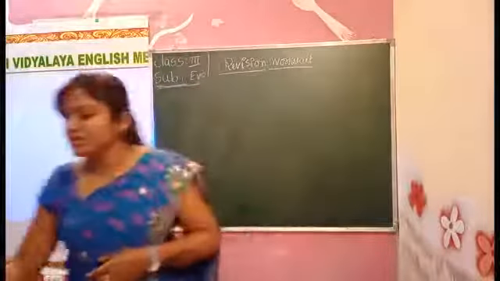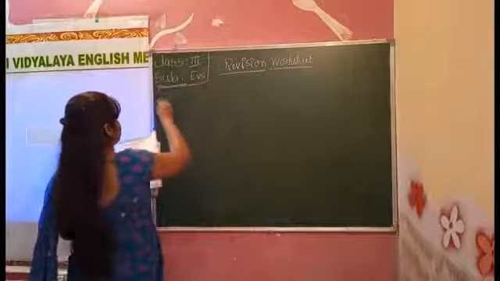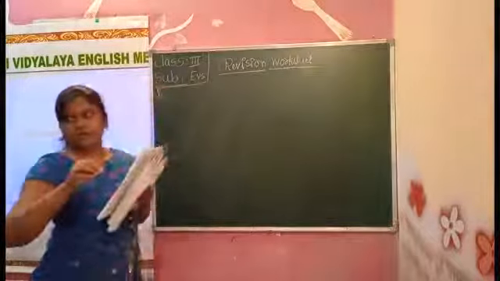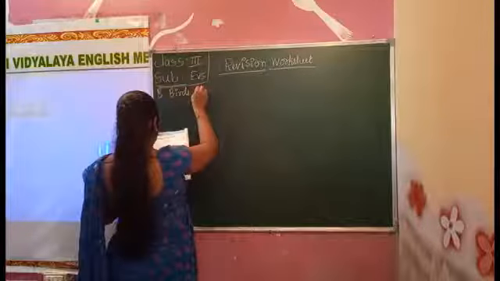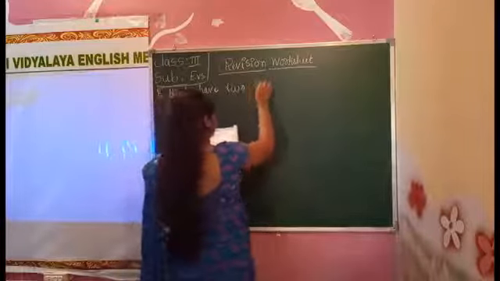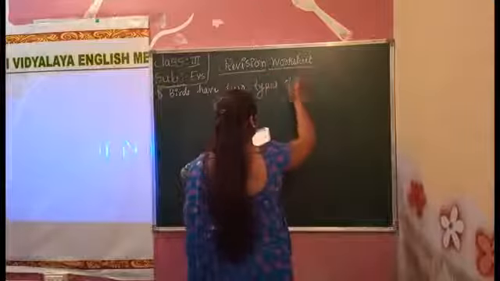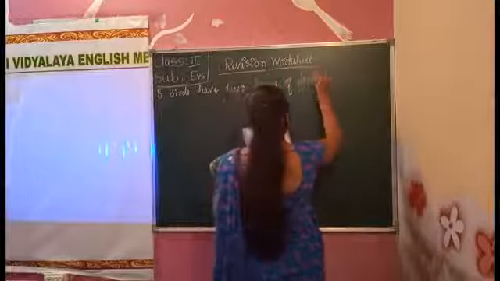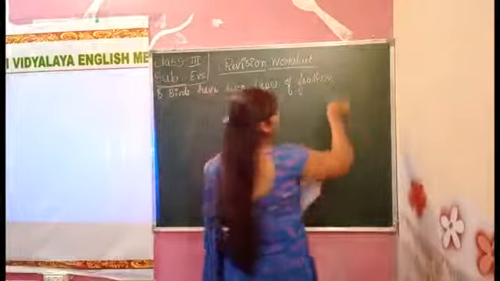Okay, now we'll start with that part only. The sixth question, B part, sixth question. Birds, true and false. Birds have two types of feather. Is it true or false? Yes, it has two types of feather.